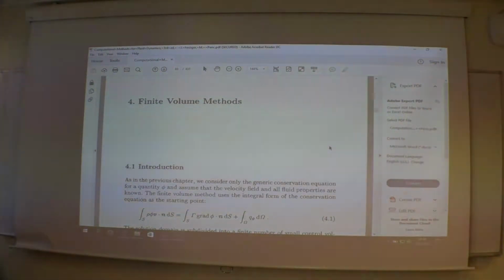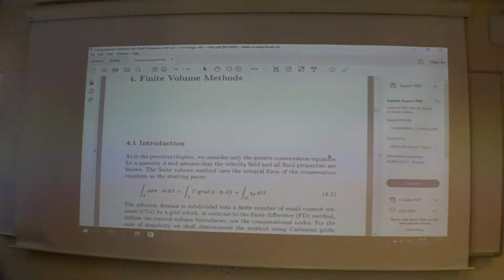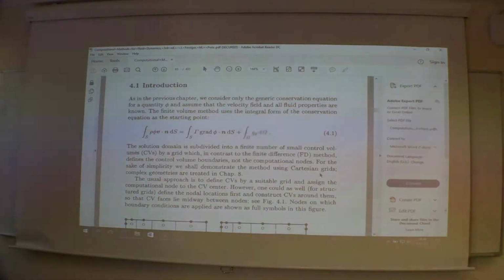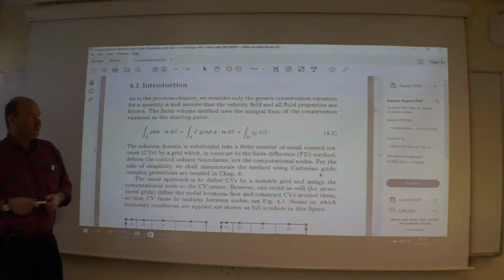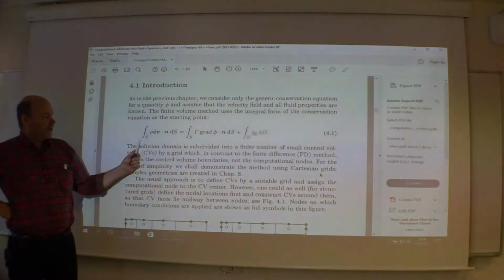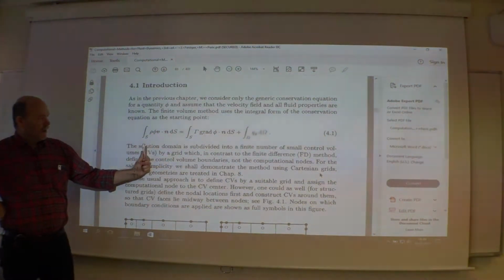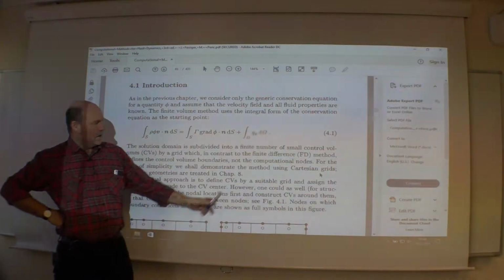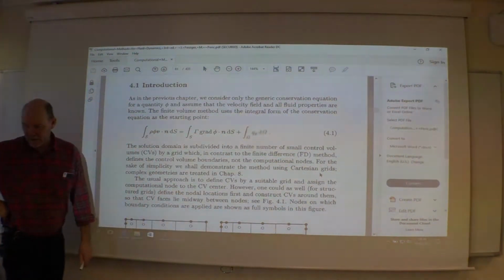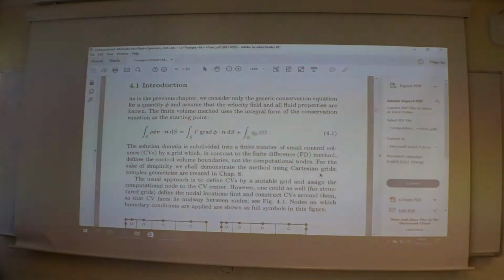So here Ferziger addresses finite volume methods, and he starts correctly, I would say. You set up this integral equation directly. That's where you start. That should be the starting point. So you have here a convective term, and here you now have the diffusion term, and then maybe you have a source term somewhere inside your problem.